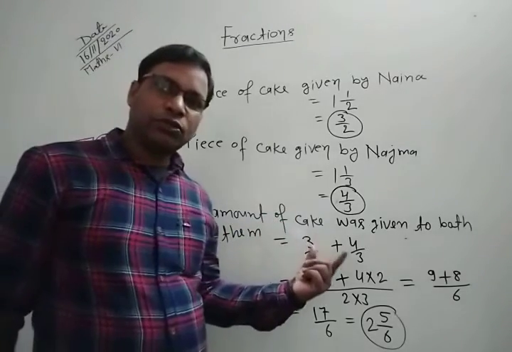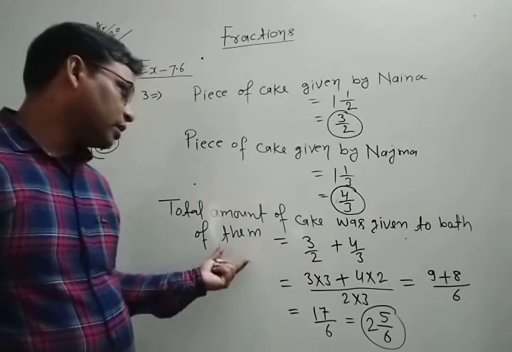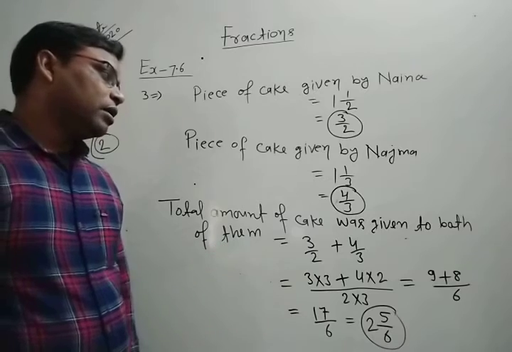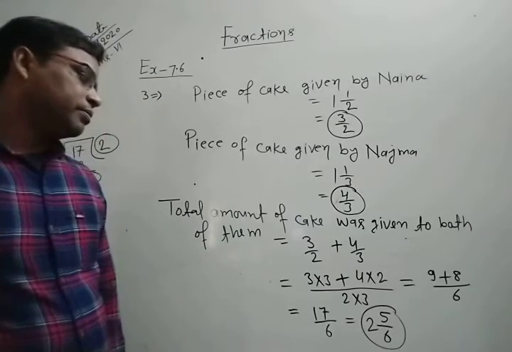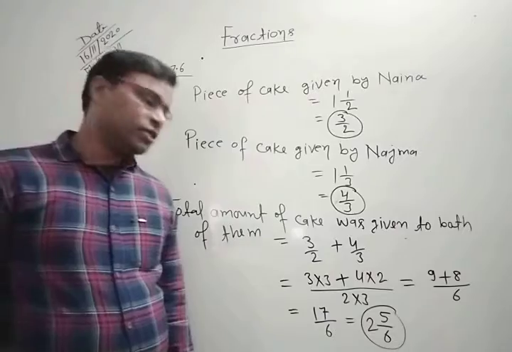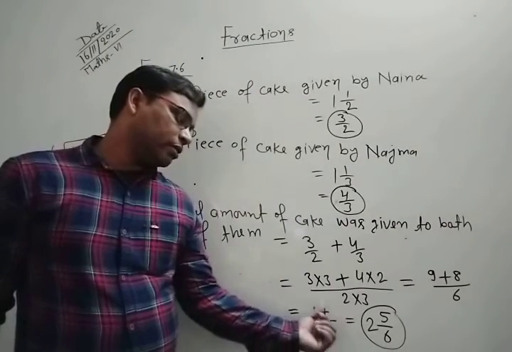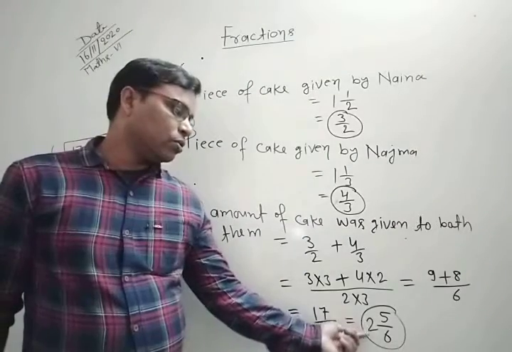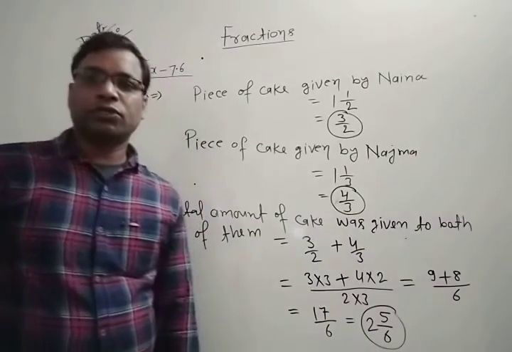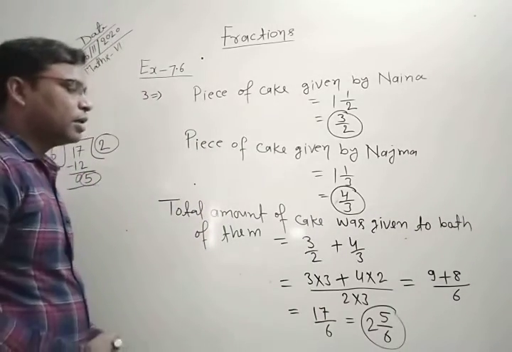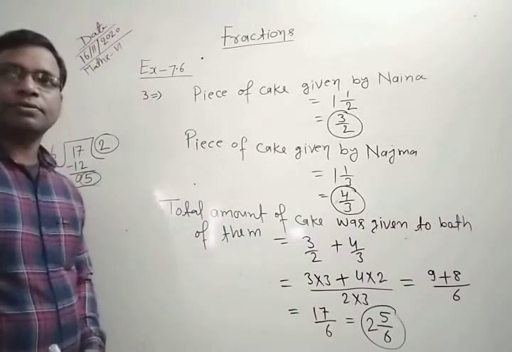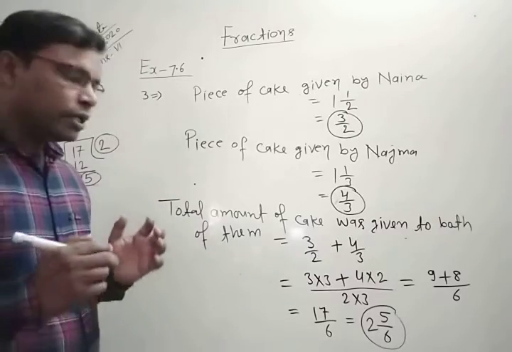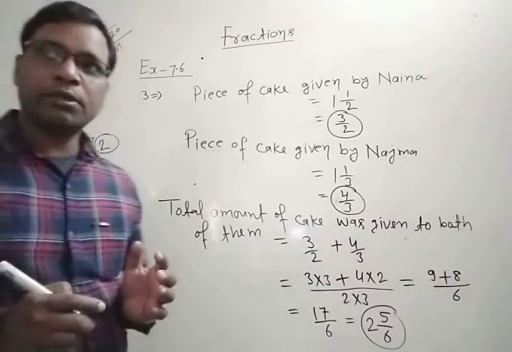So in this question you need to find the amount of cake given to both of them. 3/2 plus 4/3 is equal to 17/6. 17/6 means 2 whole 5/6. So students, I hope all of you understood these questions. Now we are going to solve the next question, question number 4.